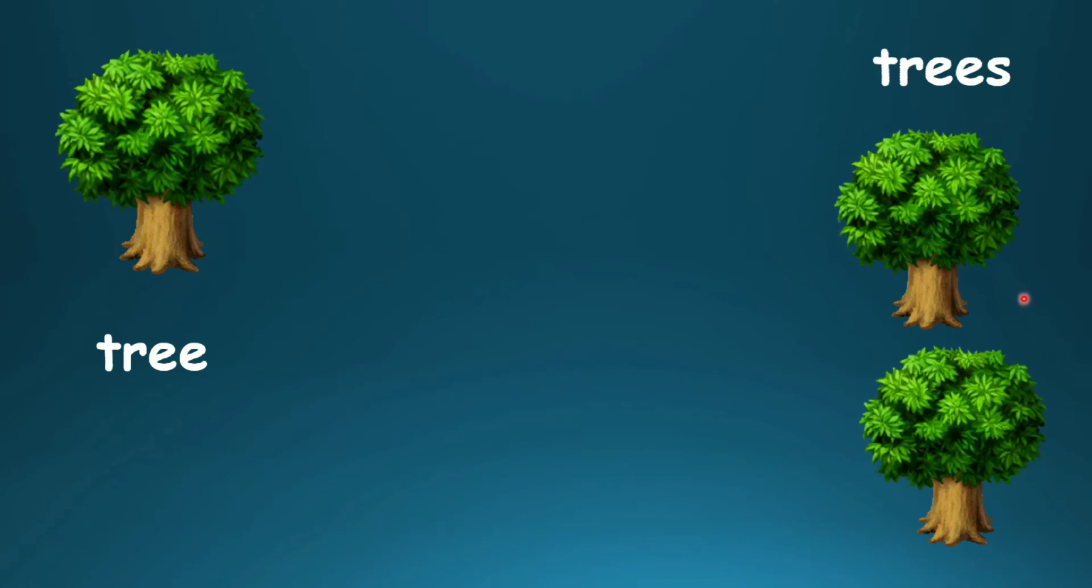And to be specific, how many? Let's count together with the teacher. 1, 2. To be precise, they are 2 trees. So here we've got 1 tree and this side we've got 2 trees.